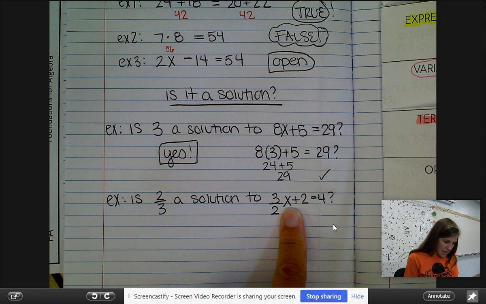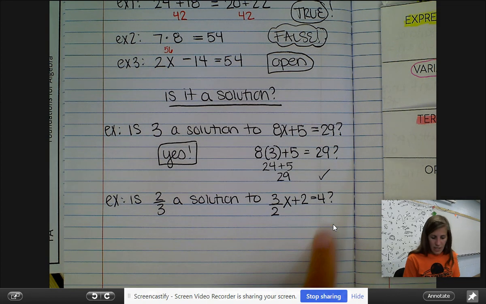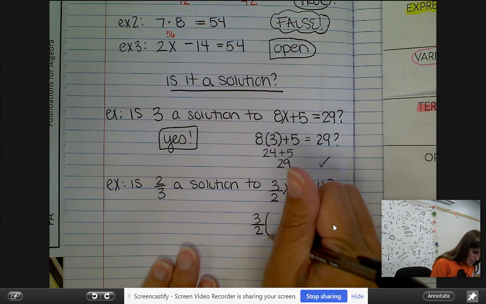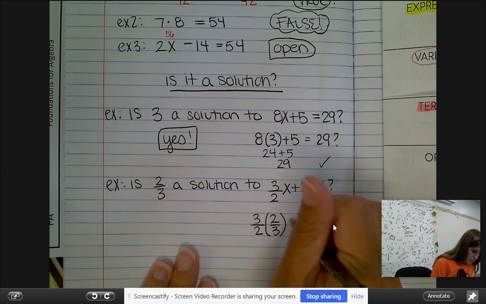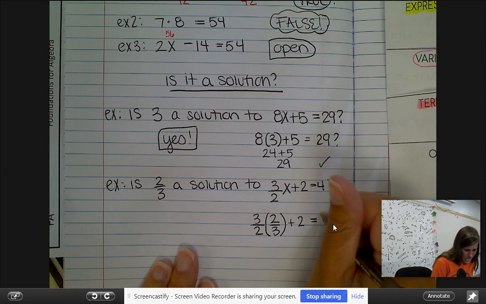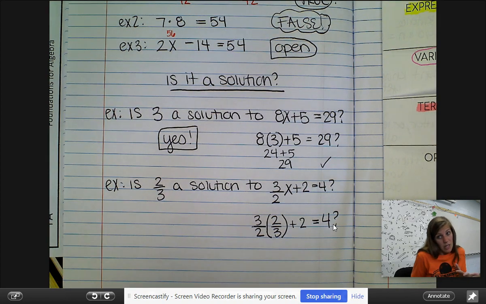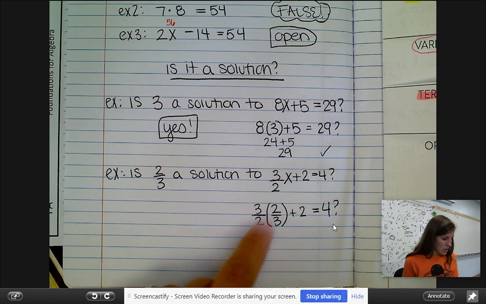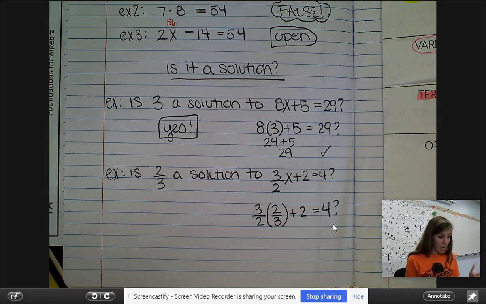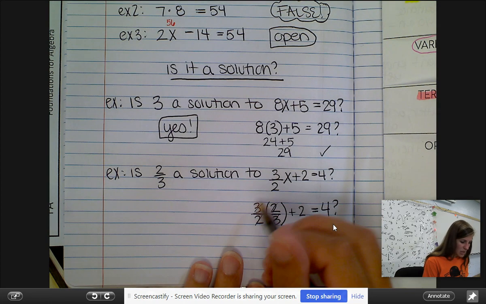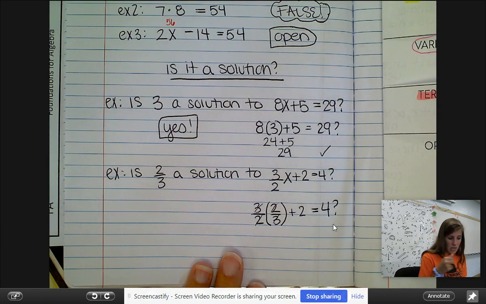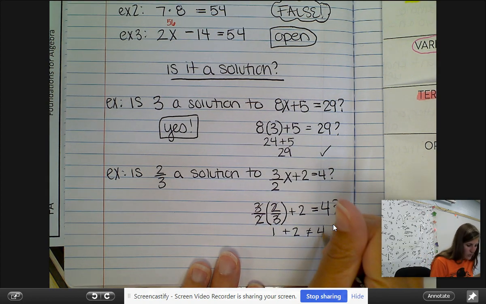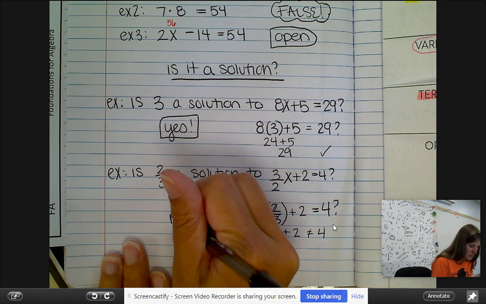We're going to see if this is 2/3, will this all equal out to 4? So we write down our equation exactly as it is, but in place of x, I'm going to put 2/3 plus 2. And now it's really a question. Does that equal 4? I don't know. About to find out. Going to simplify some stuff. So I have to do my multiplication first, and 3/2 times 2/3 is 6/6. Or if you want to cross cancel, that's really good too. And they all cancel out, which 6/6 and all canceling out means 1. And 1 plus 2, last time I checked, is not 4. So no, it is not a solution.